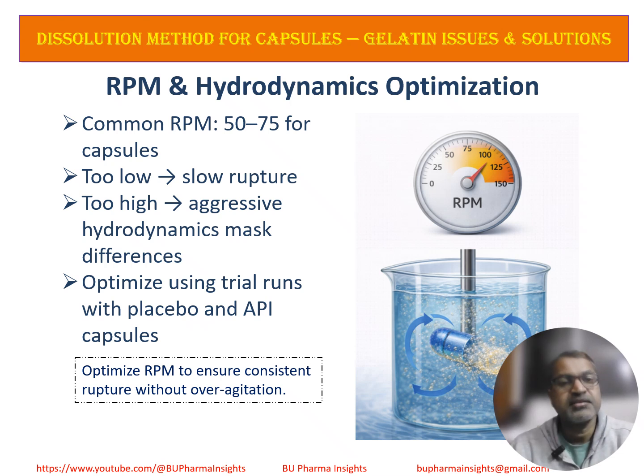Best practice: run a trial experiment. Use both placebo capsules and API-filled capsules. Observe rupture time, floating, sticking, and release pattern. On the basis of that, choose RPM.